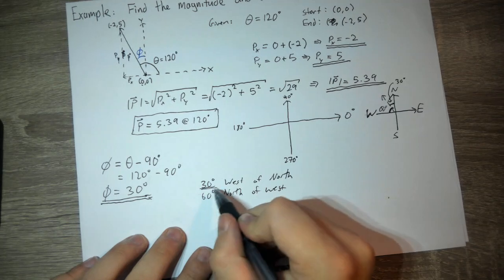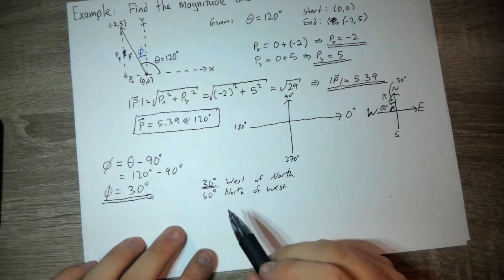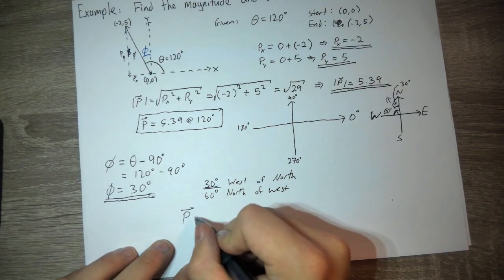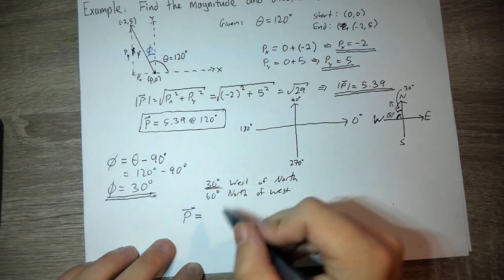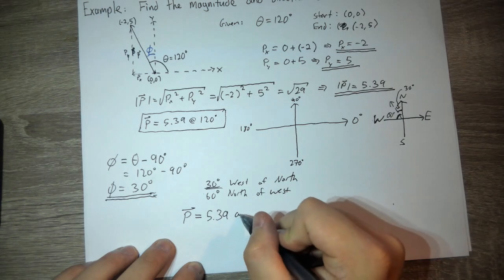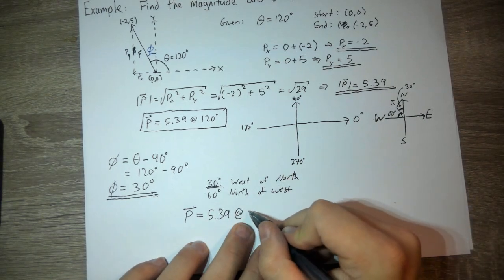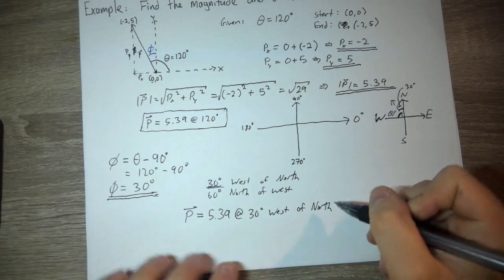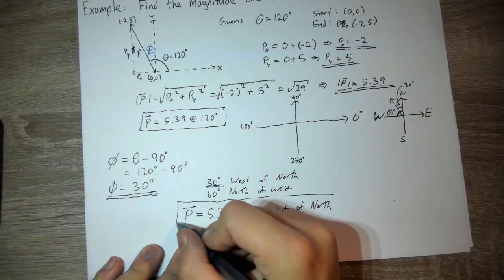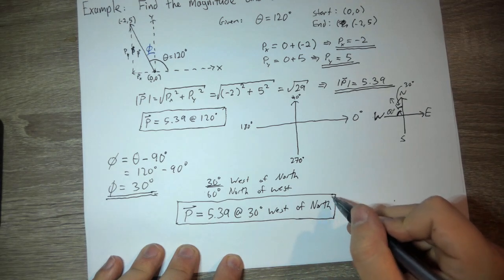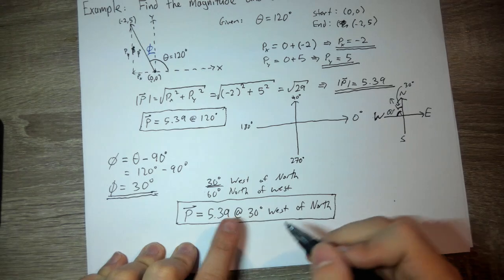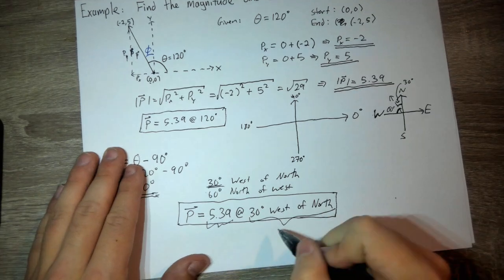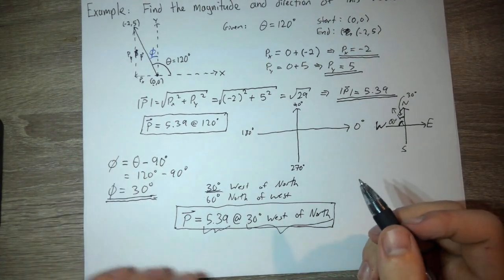Okay, and I'm going to stick with the 30 because that's the angle we defined here, although it doesn't really matter. Now I'm going to re-express our vector as 5.39 at 30 degrees west of north. And that's the final answer. You don't have to use the @ sign if you don't want. You can just put a comma or whatever. As long as you have both the magnitude and the direction, then you have a complete vector answer.